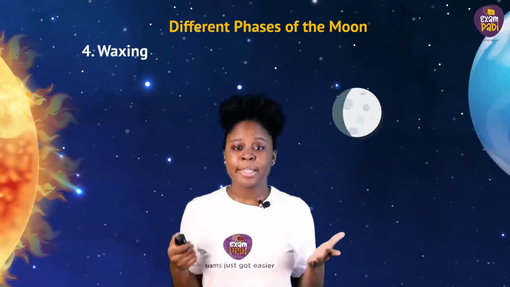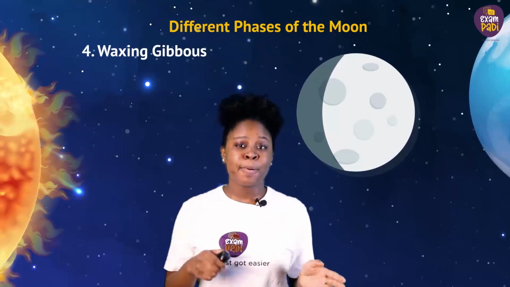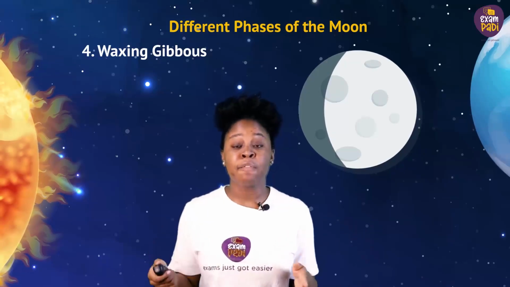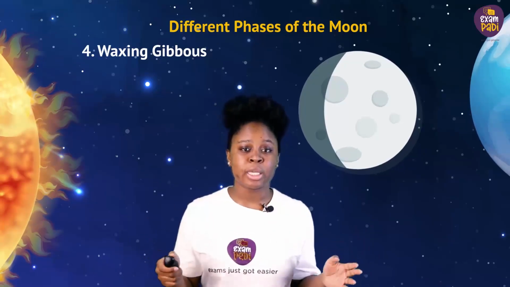Number 4, waxing gibbous. The illuminated part of the moon continues to grow, creating a shape that is more than half but not yet fully illuminated.